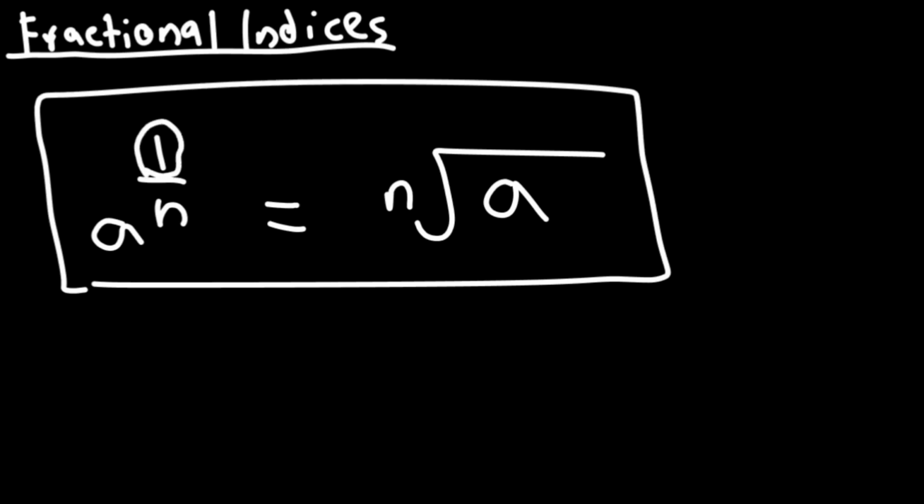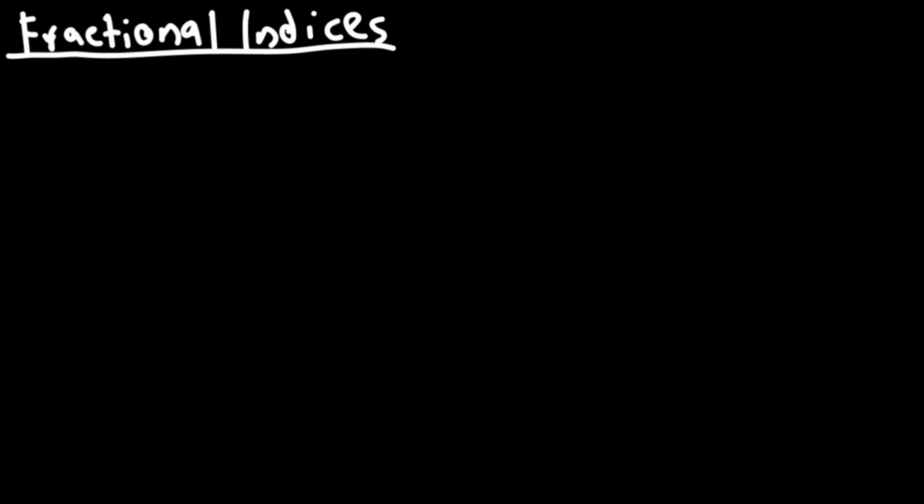Now, what if this isn't actually the case? What if the numerator is not 1? Let's go ahead and look at an example of this. If I have, for example, 8 to the power of 2 over 3, we can't use our previous equation because the numerator is 2. It's not 1.